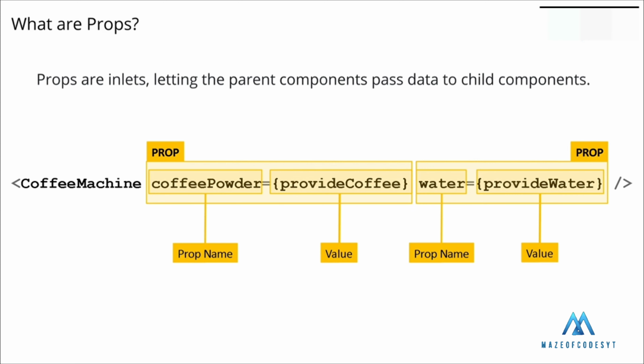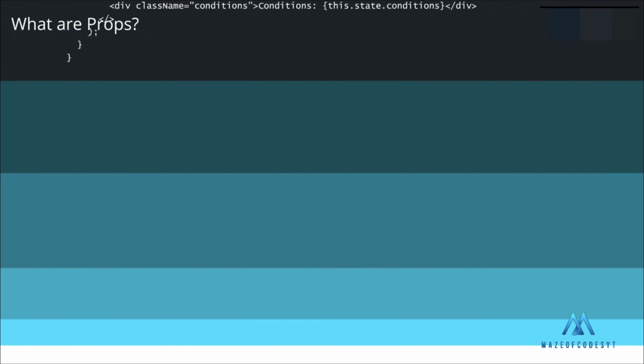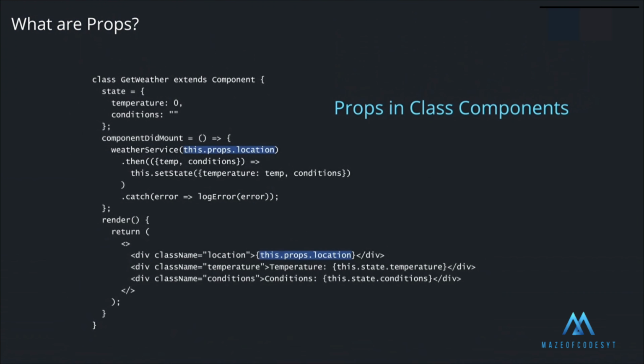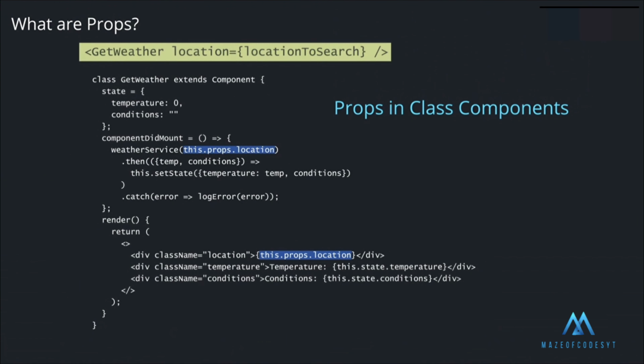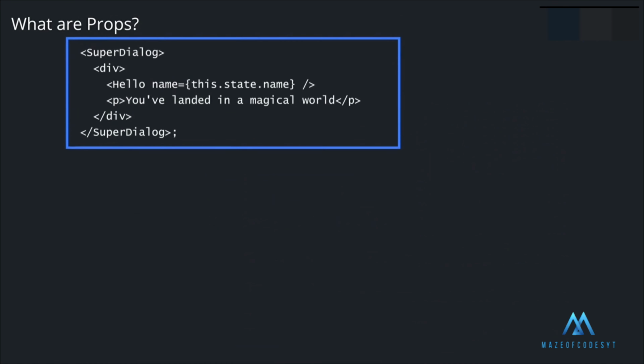In terms of usage, props are like standard attributes on a component and can be bound to dynamic data using a pair of curly braces. Inside a class component, props can be accessed using this.props.propName. Here you can see a prop named location that is used to feed a location name to a class component that fetches and displays weather data.